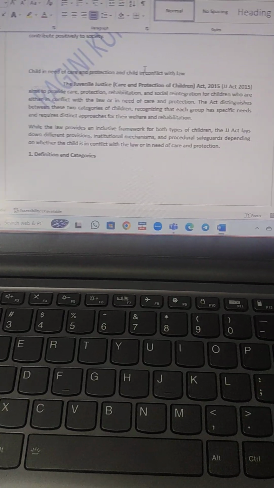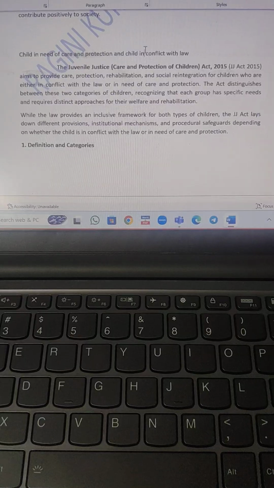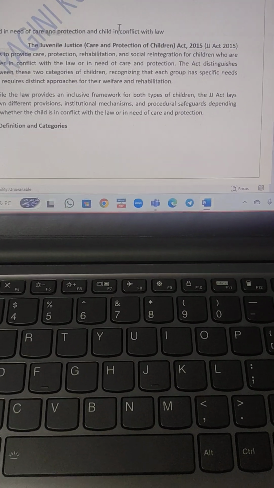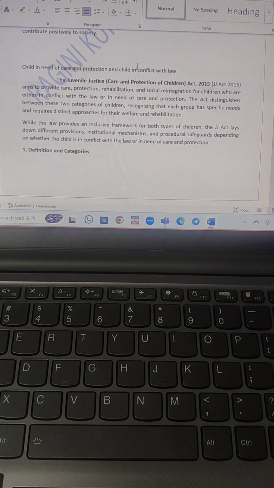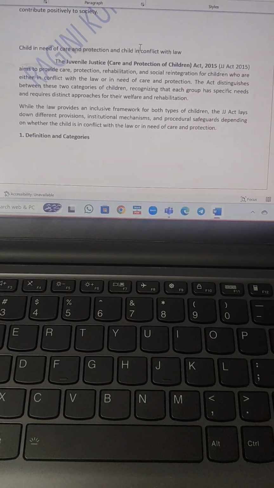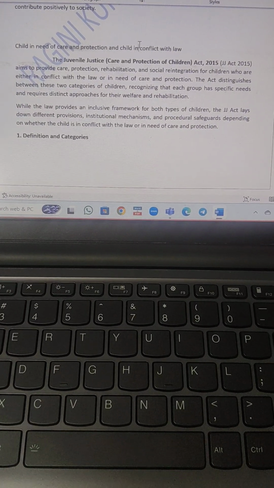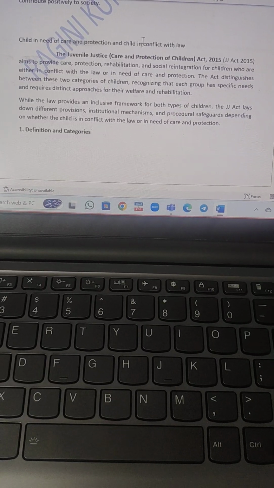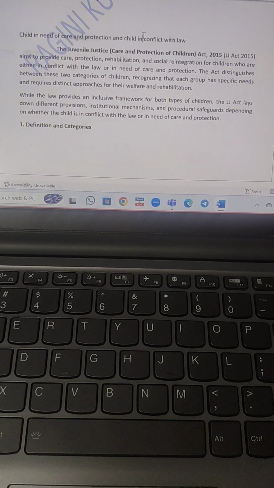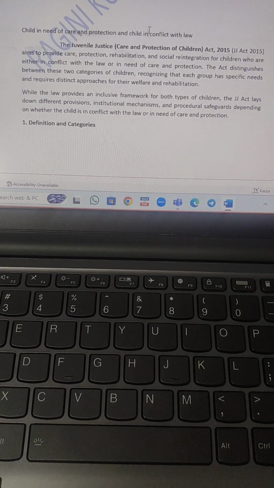So next topic is child in need of care and protection and child in conflict with law. I have already told you under the Juvenile Justice Act there are two types of child. First, the child in need of care and protection, and second, the child in conflict with law. So the Juvenile Justice Act aims to provide care, protection, rehabilitation and social reintegration, please underline, for the children who are either in conflict with law or in need of care and protection.